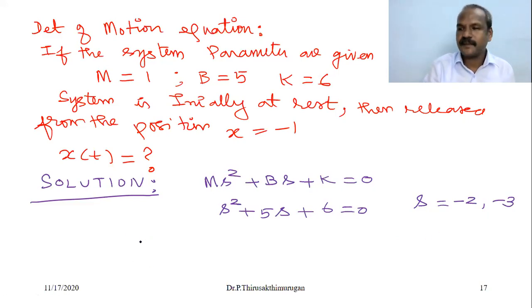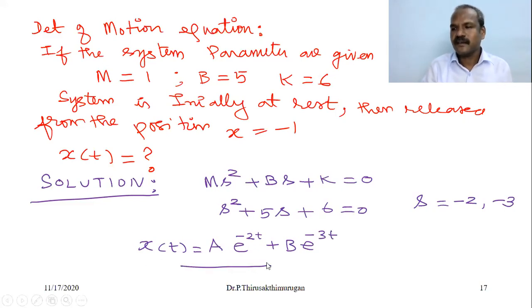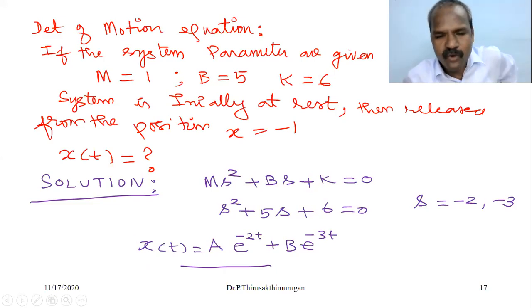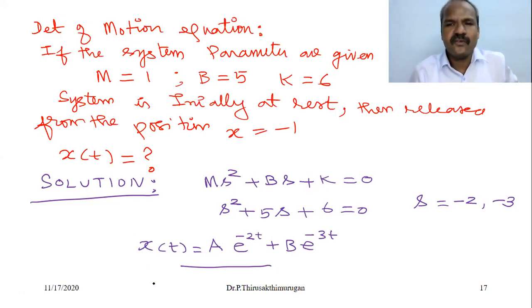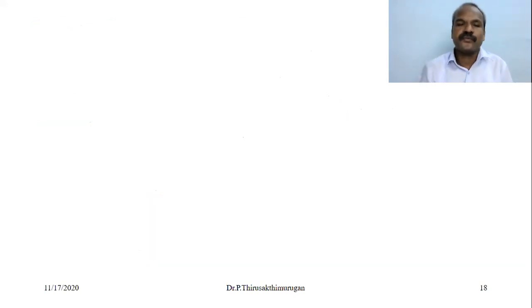What is x of t? x of t equals A e power minus 2t plus B e power minus 3t. Okay, this is the solution of the equation of motion. Now we have to find the value of A and B. How to find A and B?